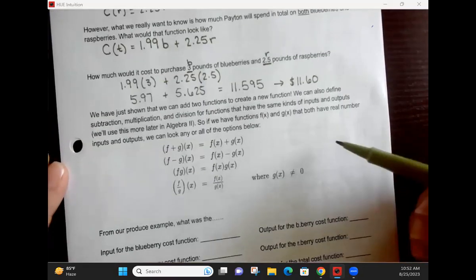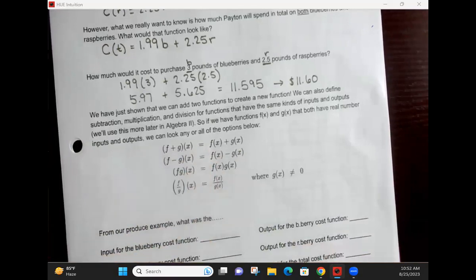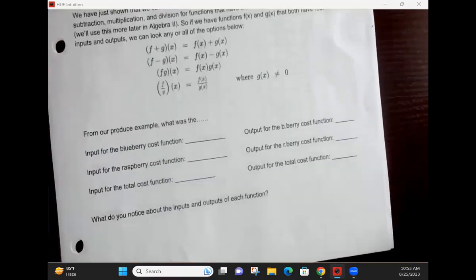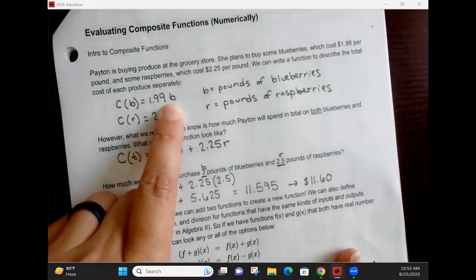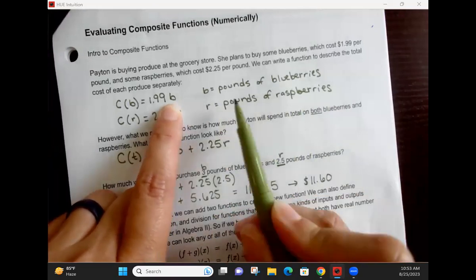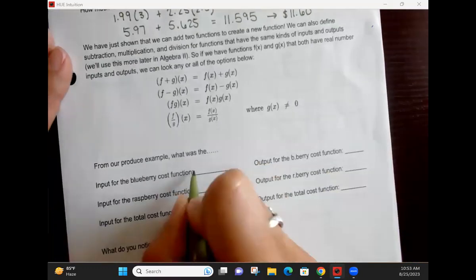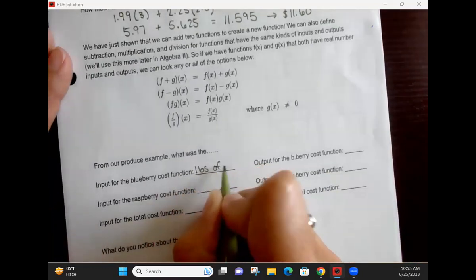The key is that if I'm doing these operations with my functions, if I'm adding functions, subtracting functions, multiplying, dividing functions, the inputs for each of these need to be the same type of thing, okay? And then the outputs I get from them need to be the same type of thing. So, for example, from our produce example, what's the input for that blueberry function? What kind of things am I plugging in for B? What does that represent? Pounds, right? So the input for our blueberry function is our pounds of blueberries.